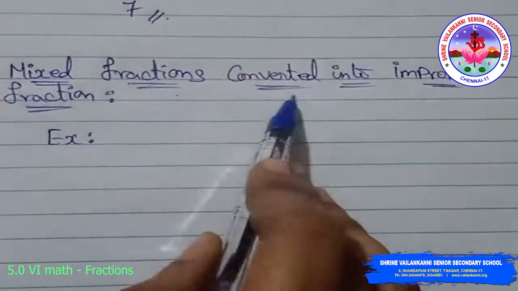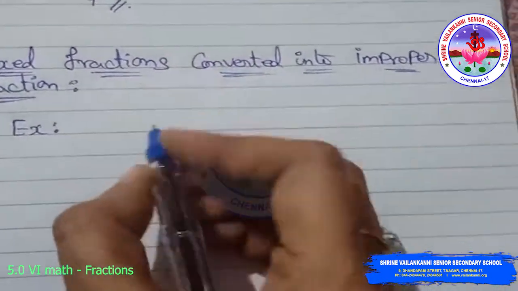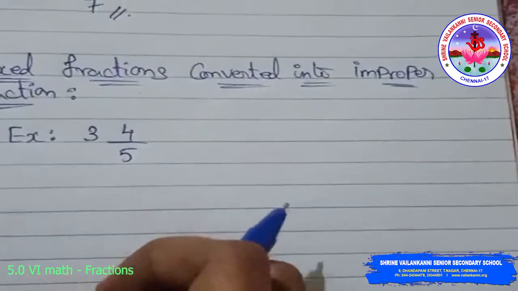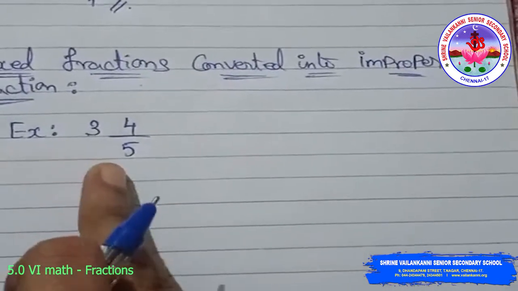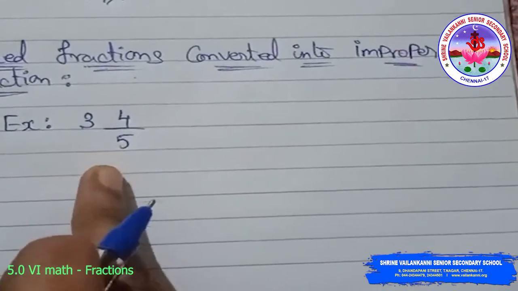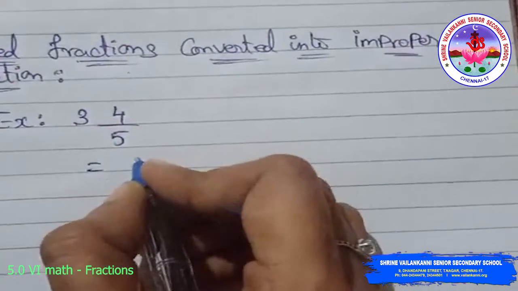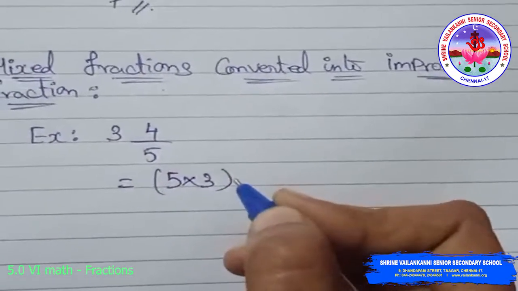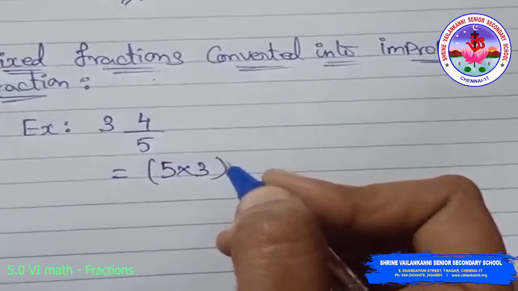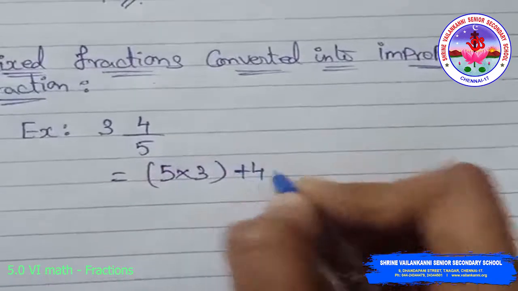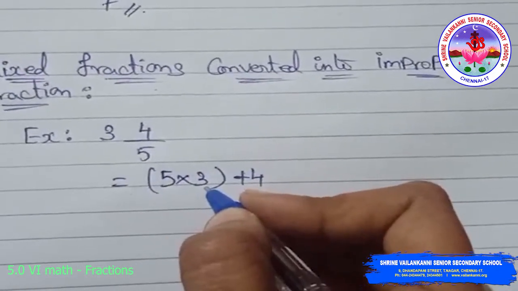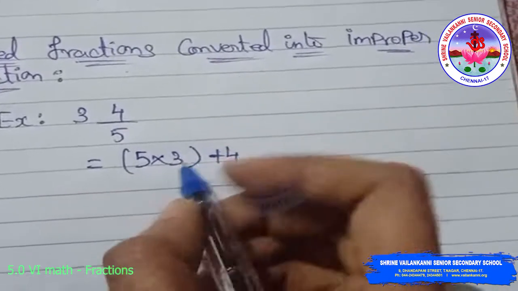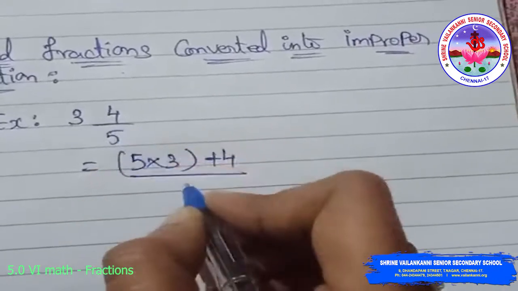Next, mixed fractions converted into improper fractions. The example is 3 4 by 5. Here the whole number is 3, the fraction is 4 by 5. The procedure is to first multiply the whole number part by the denominator of the fraction part, so 3 into 5. Then add the numerator of the fraction, which is 4, to the product obtained. This is the numerator of the improper fraction. The denominator remains the same as in the mixed fraction, that is 5.